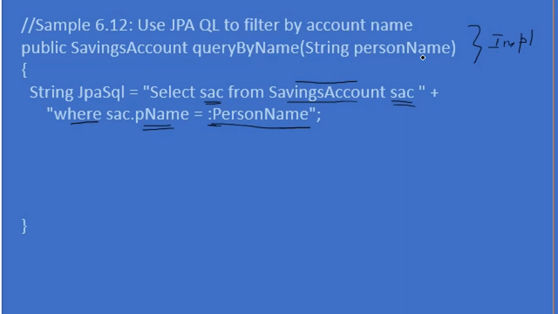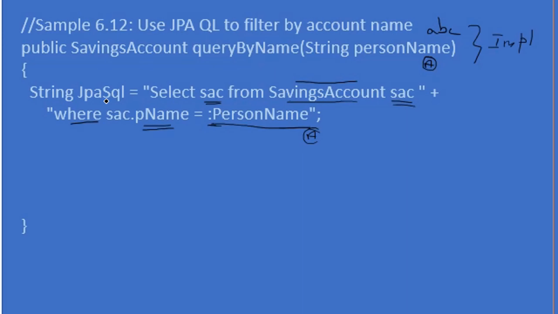That means based on whatever we receive here as a parameter, we will substitute that parameter here. So if we received ABC, the JPAQL will read as select SAC from savings account, SAC alias. You can give any alias name, and if you give an alias name, for example S1, here we have to use S1, here also we have to use S1. Alright, person name we will substitute here, so it will read as where sac.pname equal to ABC once you substitute.